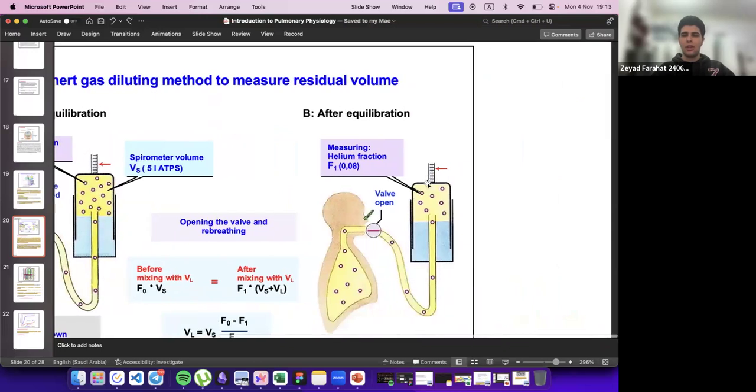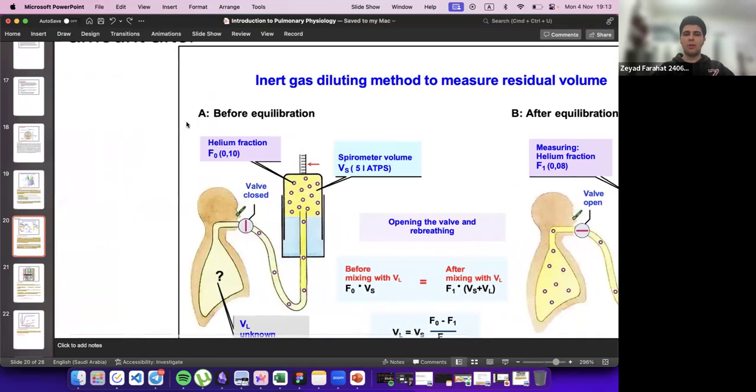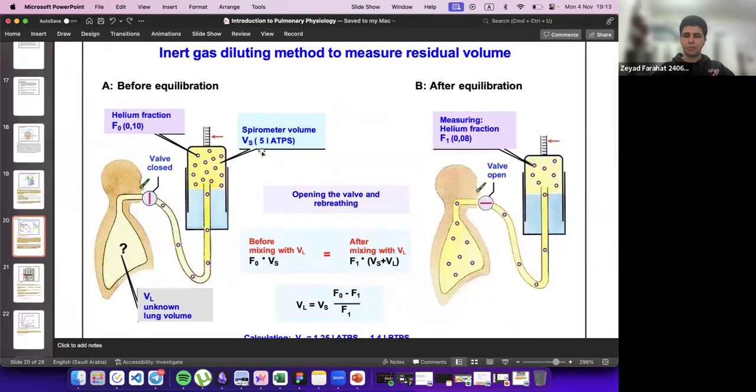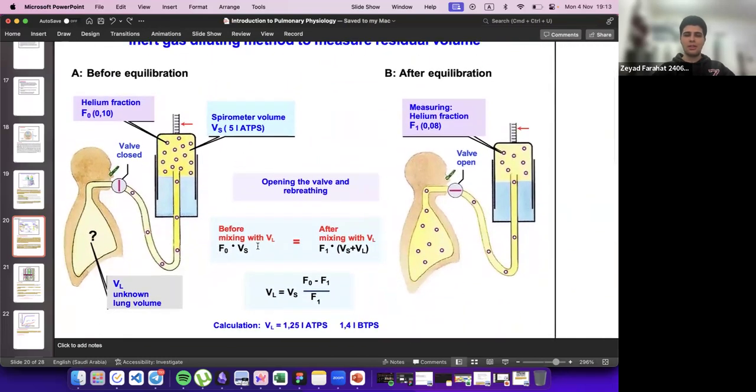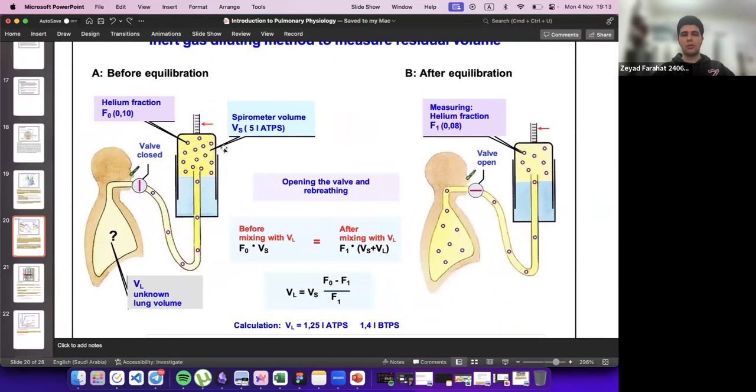After you open the valve, some of that helium will go into the patient's lungs. And so of the 10 particles, maybe eight are still here, and two go there. You know the total is always the same. So the amount before is equal to the amount after. So what you do is density times the volume, because you know the original volume of this spirometer, is equal to the density times the new volume.